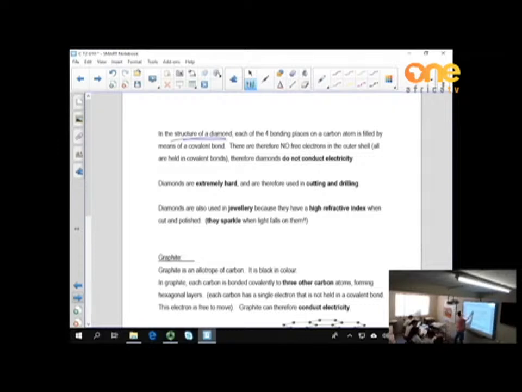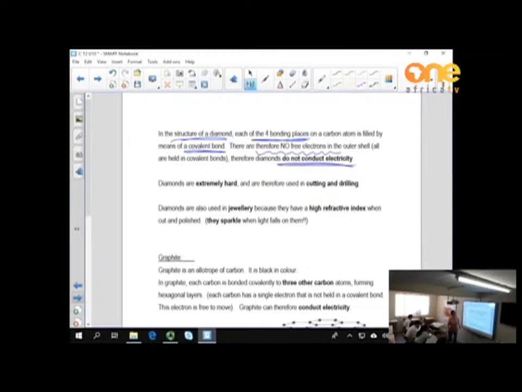In the structure of diamonds, each carbon has 4 bonding places, and they are filled by means of covalent bonds onto other carbons. There are no free electrons. Why am I interested in the free electrons? Whether it can conduct or not. If there are no free electrons, can it conduct? Nope. So will diamonds conduct? No. All right. So diamonds do not conduct electricity.